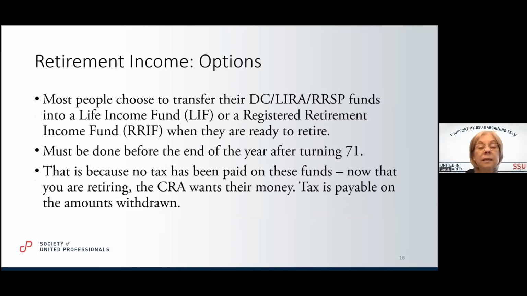Having said that, most people do not buy annuities and they prefer to transfer their funds into a life income fund or a registered retirement income fund in the case of a group RSP when they're ready to retire. So the life income fund is a locked-in fund. The RIF is not a locked-in fund. This has to happen before the end of the year that you turn 71. And the reason for that is that the CRA wants their money. You haven't paid any tax on these funds up until now, but you're retiring and tax is payable on the amounts withdrawn.